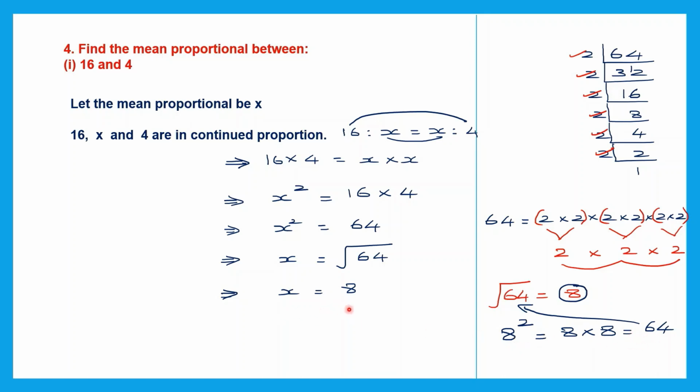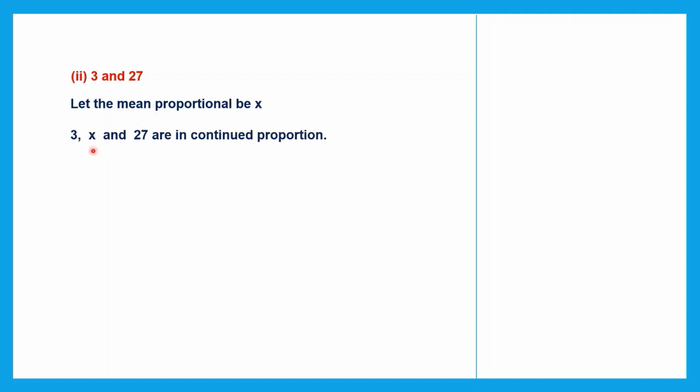So now we found the value of x, and what is x? That is the mean proportional. The mean proportional is 8. So we've got our answer to the first question. The mean proportional is 8. Question 5: 3 and 27, and we have to find the mean proportional. So let the mean proportional be x. So in that case, 3, x and 27 are in continued proportion.